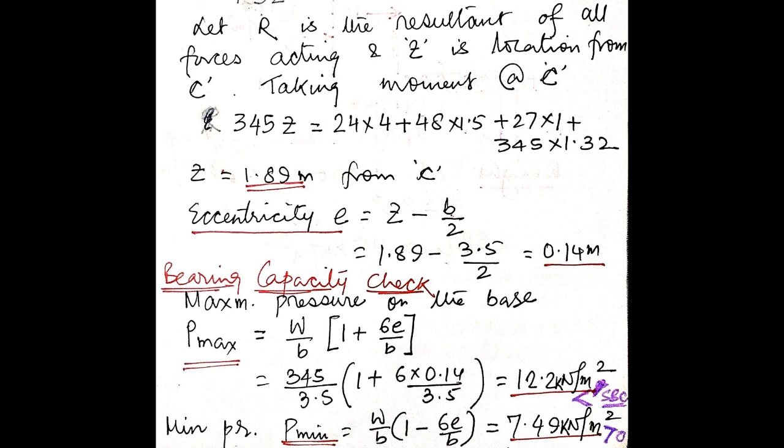And minimum pressure, P minimum, is W by B into 1 minus 6E by B. So this gives us 7.49 kilonewton per meter square. What is the criterion? It should be greater than 0, so it should be some positive value. Why? Because if a negative value comes, that indicates that tension is developed, and tension is not allowed in this case. Okay, so this gives us the minimum pressure.